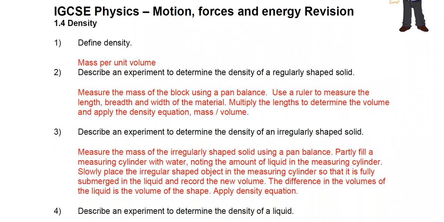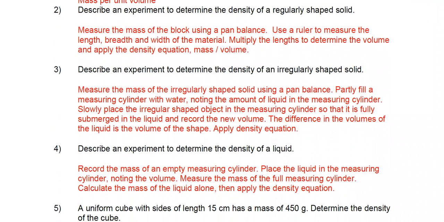Use a ruler to measure the length, breadth and width of the material. Multiply the lengths to determine the volume and apply the equation that density is mass over the volume. Describe an experiment to determine the density of an irregularly shaped solid. Well, measure the mass of the irregularly shaped solid first using a pan balance.